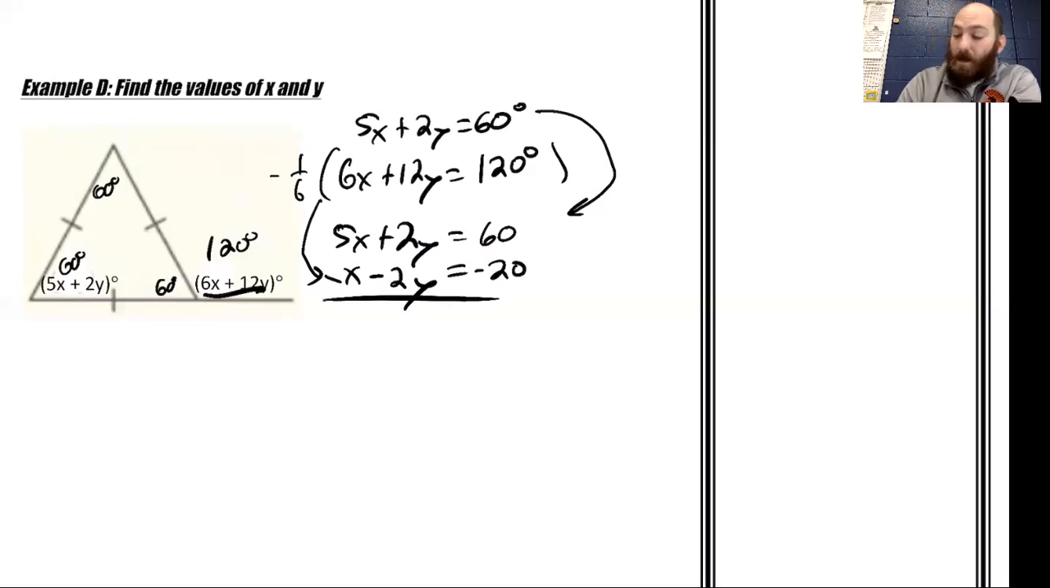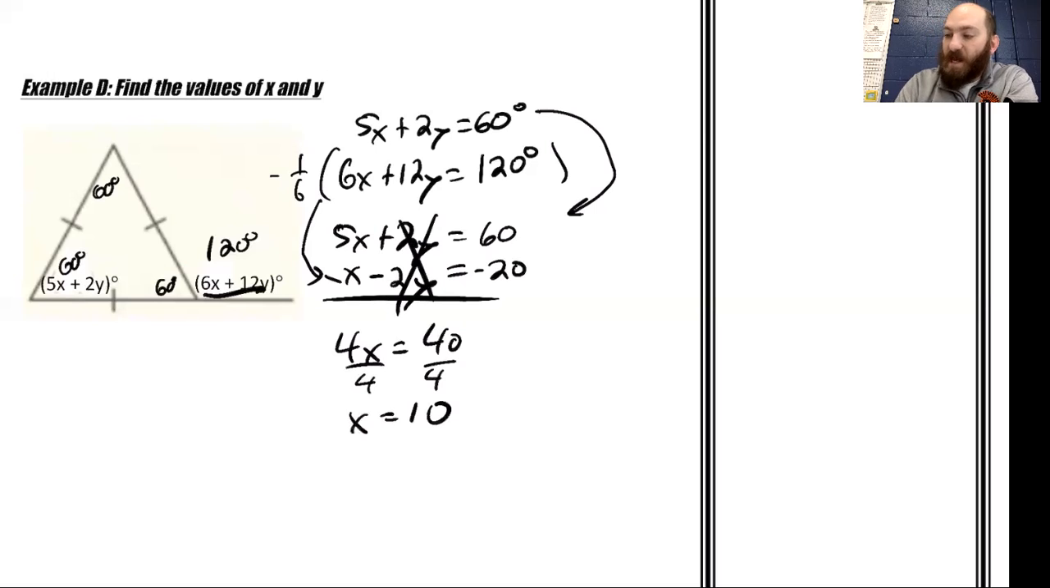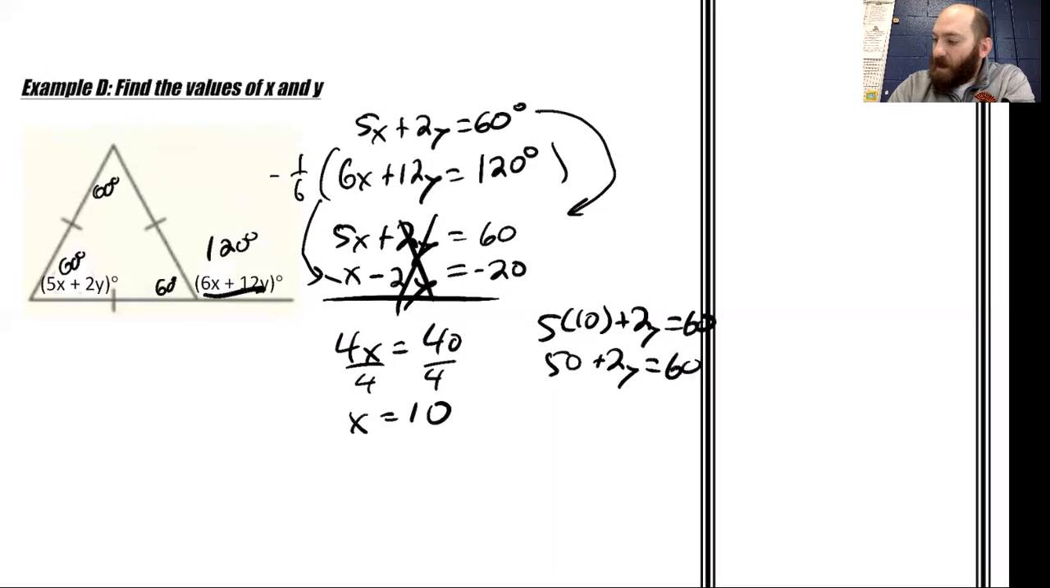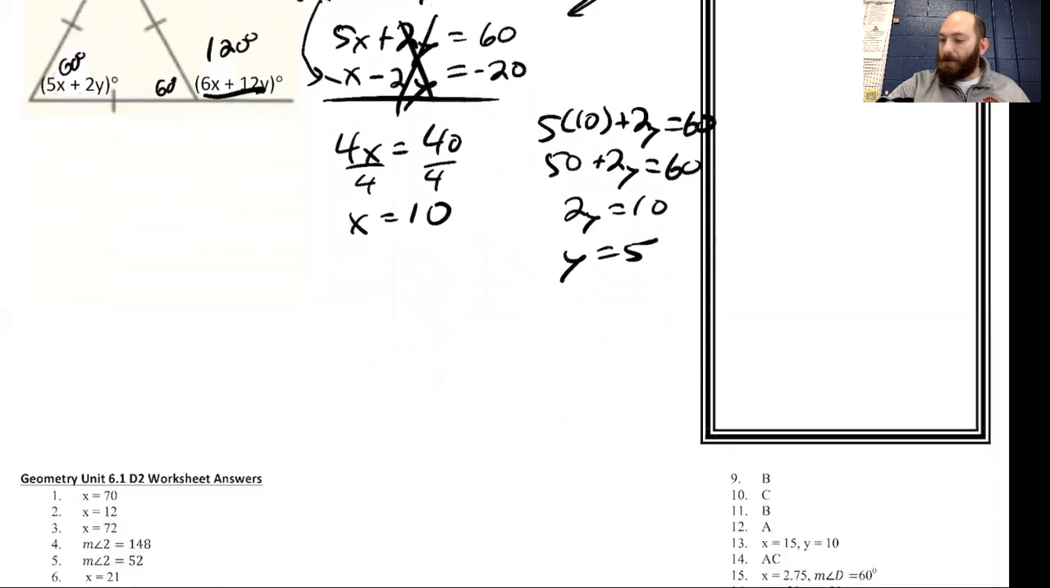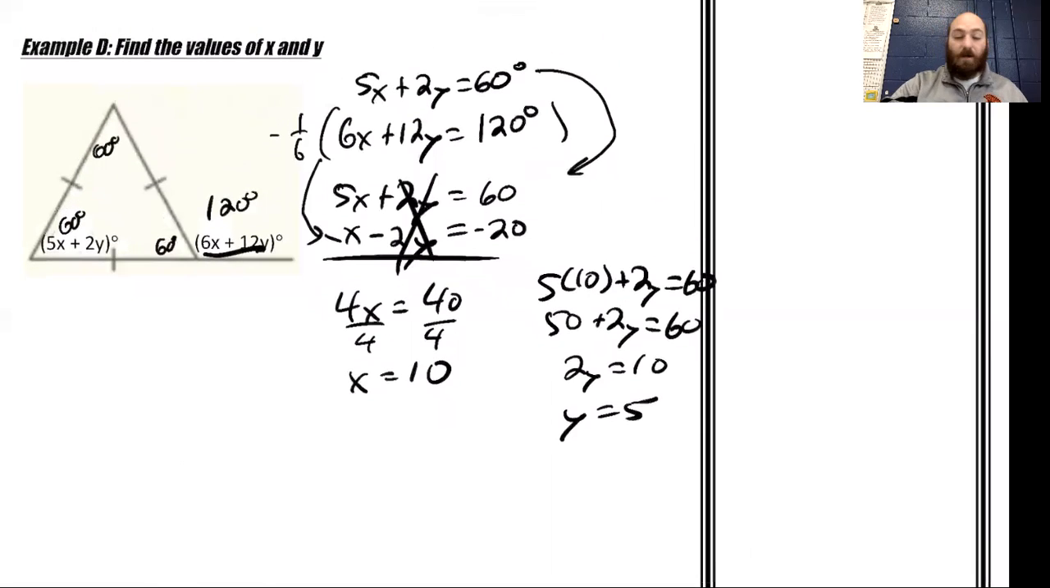Okay. Now I can cancel out my y's. So 5x minus x equals 4x. 60 minus 20 is 40. Divide by 4, and I get x equals 10. Okay, so then I can do 5 times 10 plus 2y equals 60. 50 plus 2y equals 60. 2y is equal to 10. Y equals 5. There it is. There's my system of equations. There's my x and y values. Okay, and that's answers to some homework.